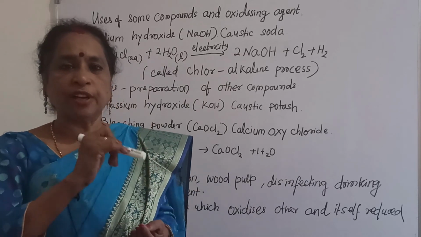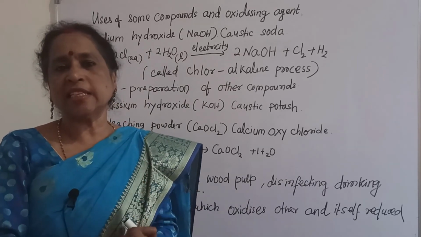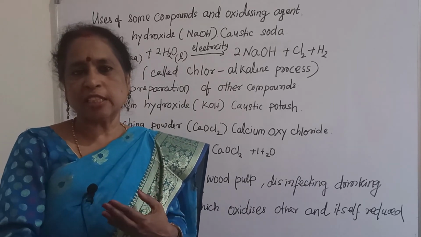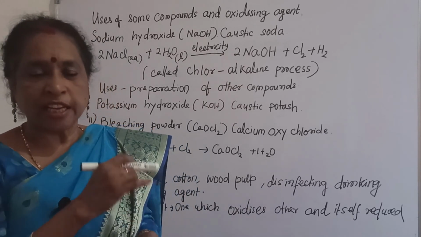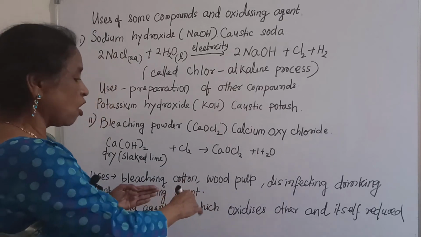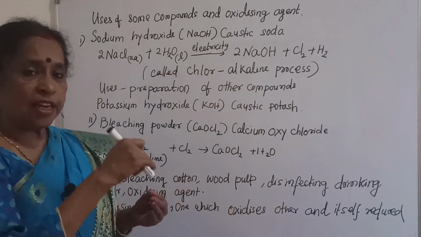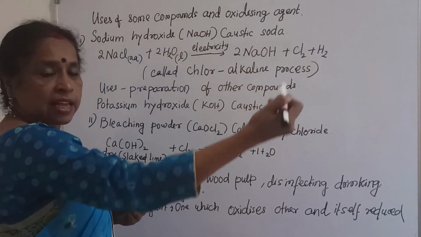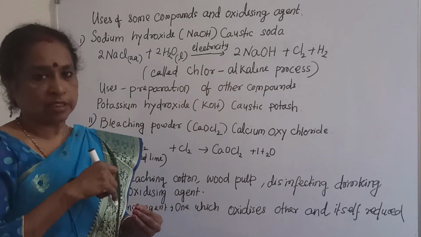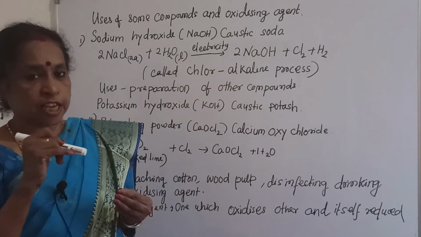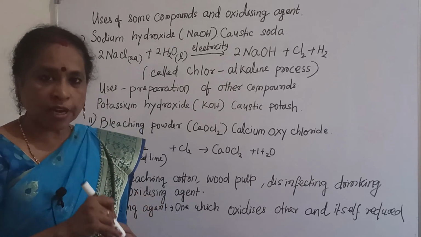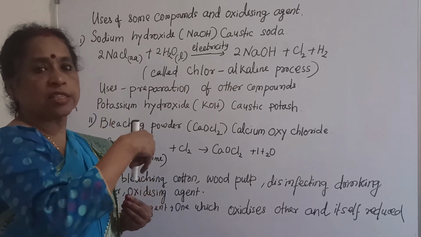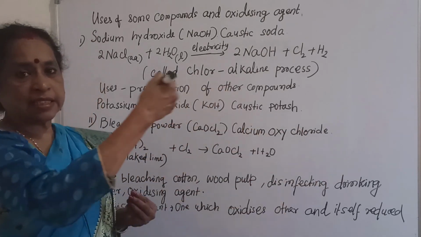Next important is oxidizing agent. Bleaching powder acts as a good oxidizing agent. What is an oxidizing agent? An oxidizing agent is one which oxidizes others. That means it oxidizes others and itself is reduced. That means calcium oxychloride is an oxidizing agent. Why? Because it oxidizes others and itself is reduced.